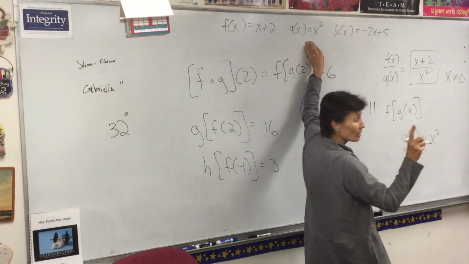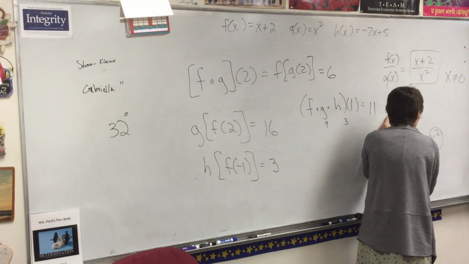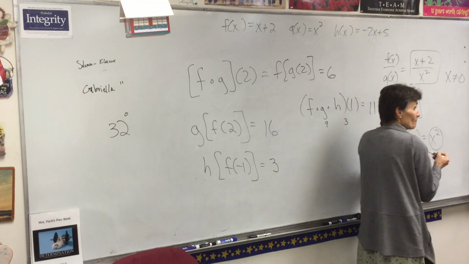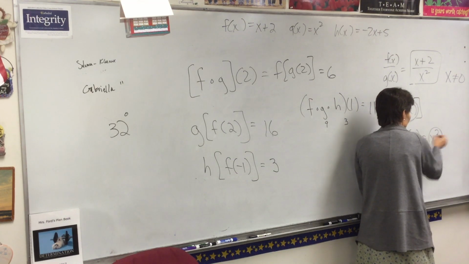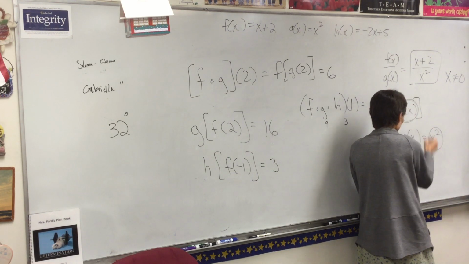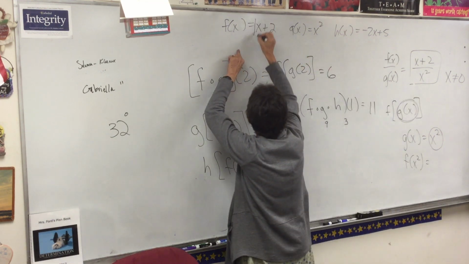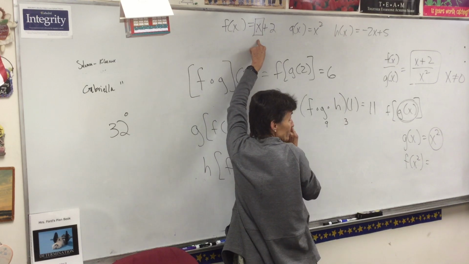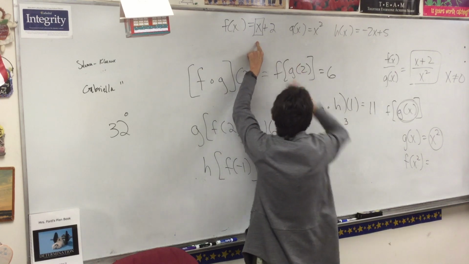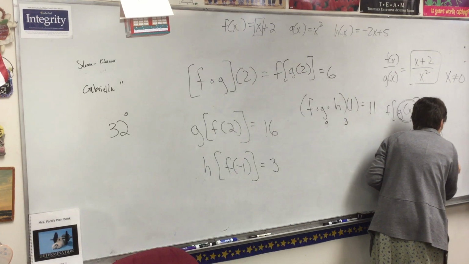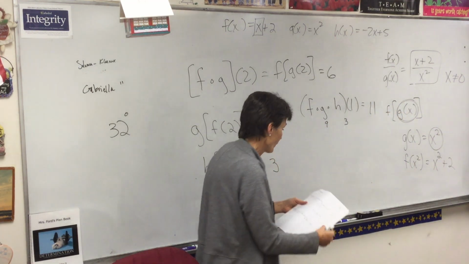But now we have to take our answer and plug it into F. So whatever answer we got now has to go into F, which means every time we see an X, we're going to put in X squared. So it's going to say X squared plus 2. Here's another one of those.